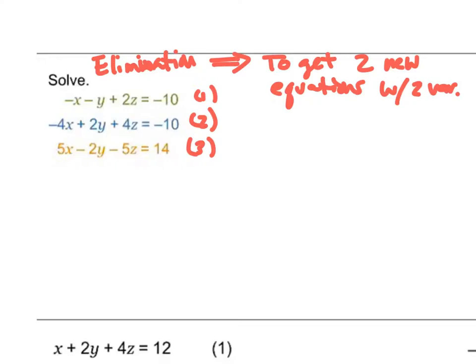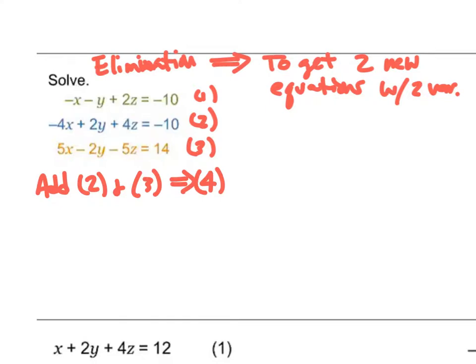So what I first notice is that in this equation here, these coefficients are opposite. So I'm looking at that one first. I'm going to add equations 2 and 3, and that's going to give me equation 4. And that will eliminate that y.